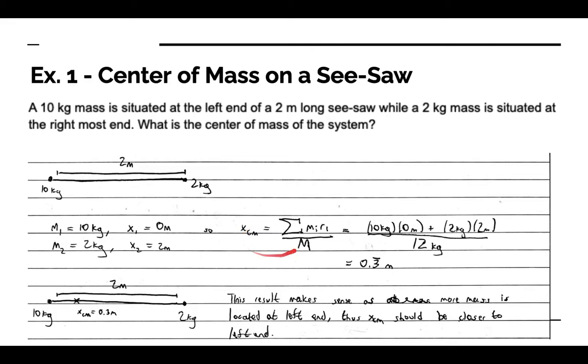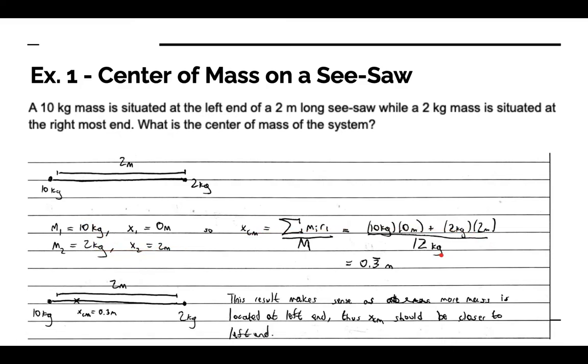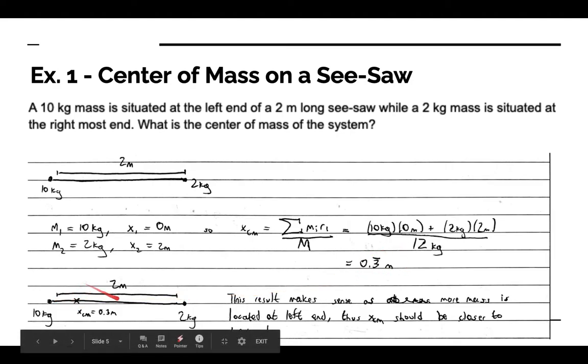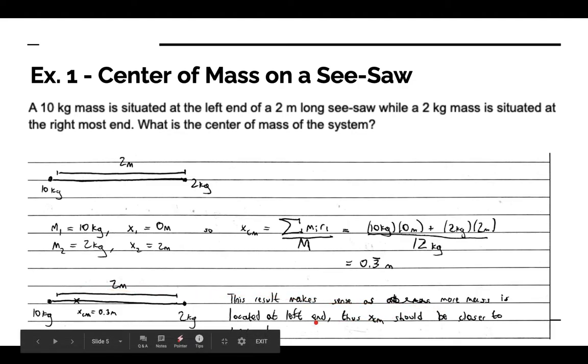So as a result, our equation for the center of mass is the sum of each individual mass times its relative position. So we're going to have 10 kilograms times 0 meters, M1 times X1, plus 2 kilograms times 2 meters, M2 times X2, divided by the total mass of our system, which is 10 plus 2 kilograms, or 12 kilograms. As a result, we get that our center of mass is 0.3 meters. So our center of mass is not located at the center of our seesaw, but it's actually located closer to the 10 kilogram point. This result makes sense as more mass is concentrated at the left end, so our center of mass should be closer to the left end.